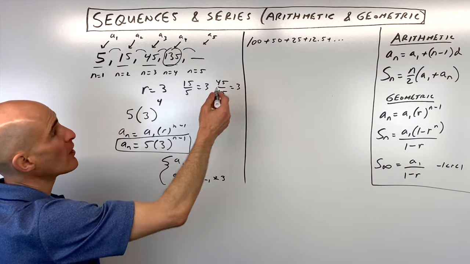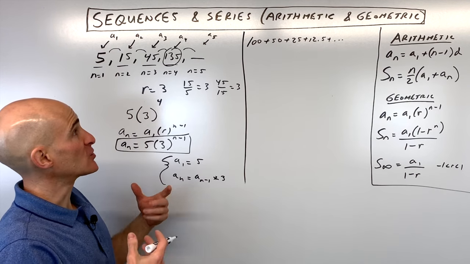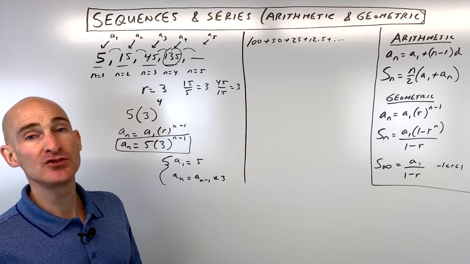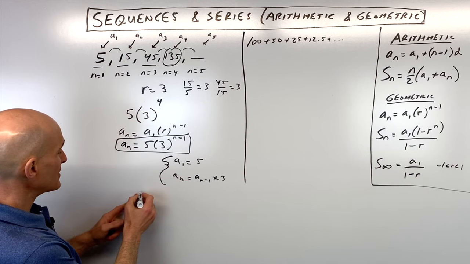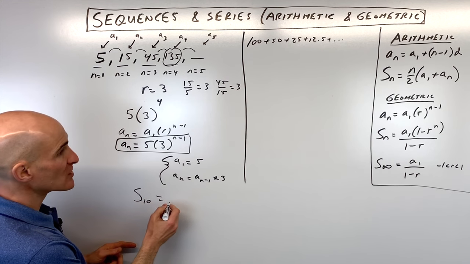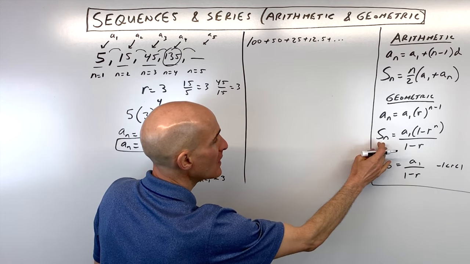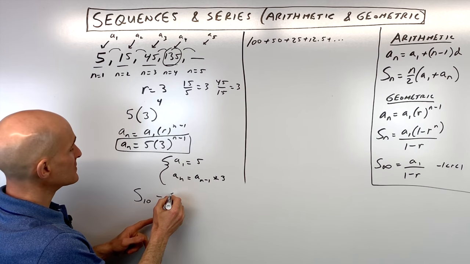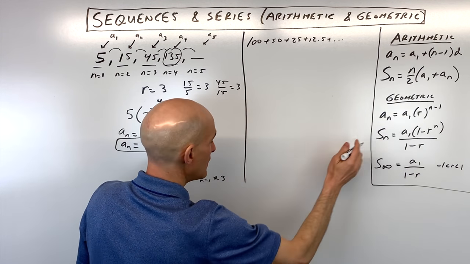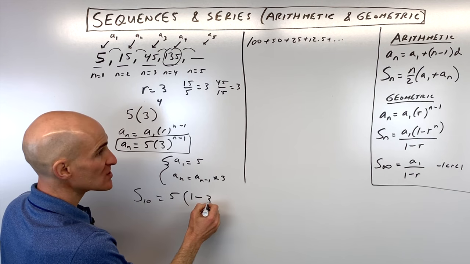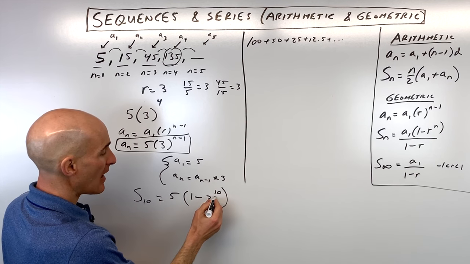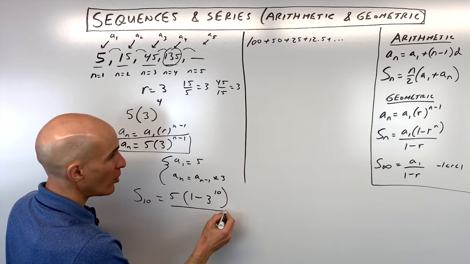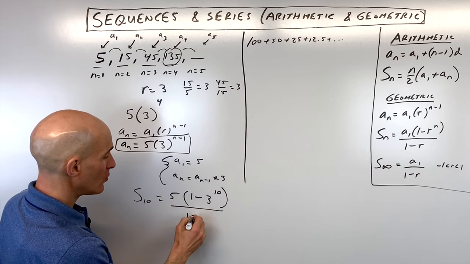Well, of course, we could write them all out and then add them up. But if it was 20 terms or 100 terms, that would take too long. So let's go ahead and figure out the sum of the first 10 terms. We're going to be using this formula right here. The first term we know is 5, so that's a sub 1. We have 1 minus the ratio, which is 3 to the 10th power, because we have 10 terms, all divided by 1 minus the ratio, 1 minus 3.